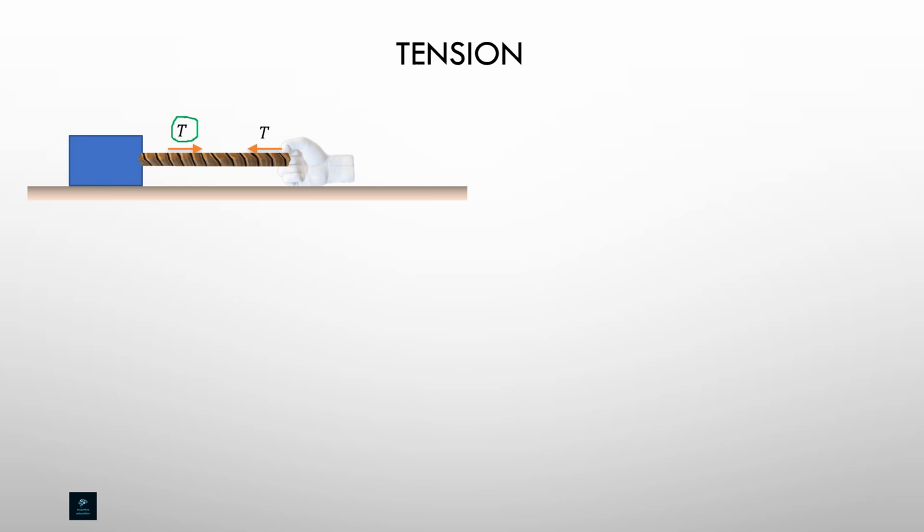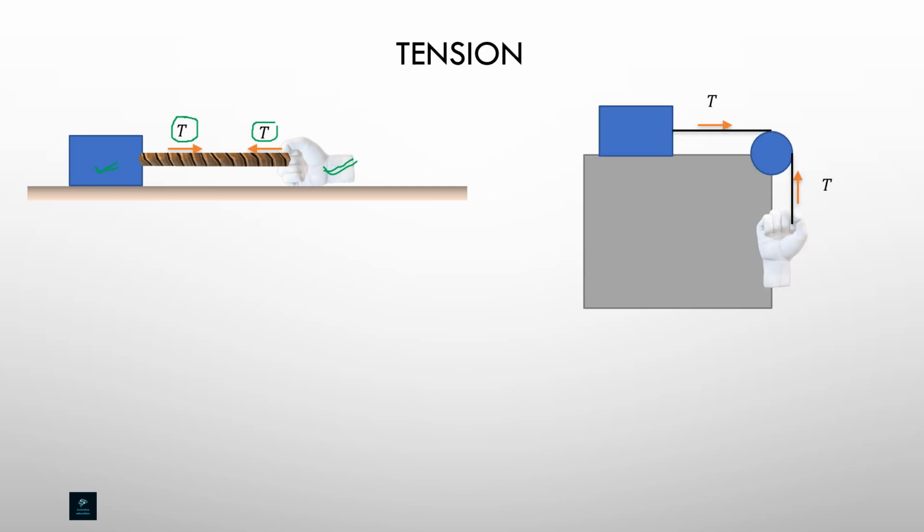Therefore, this cord is acting as a connection between this body and this hand, and it is pulling both the bodies with the same force of magnitude T. The force is always the same even if the cord runs around a massless, frictionless pulley. For example, here and here.